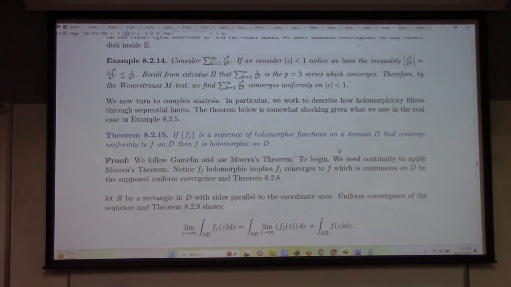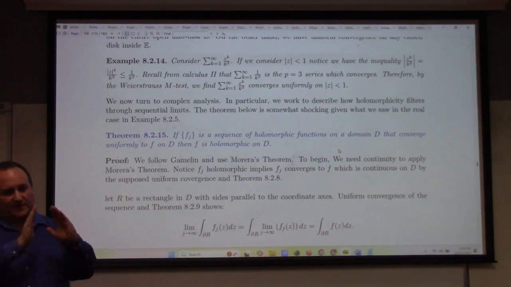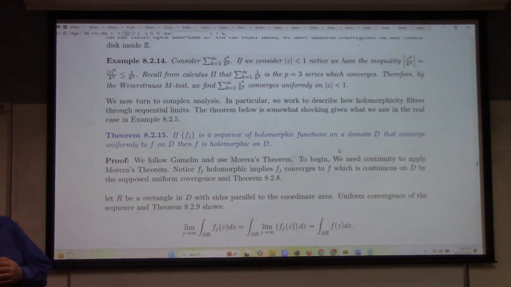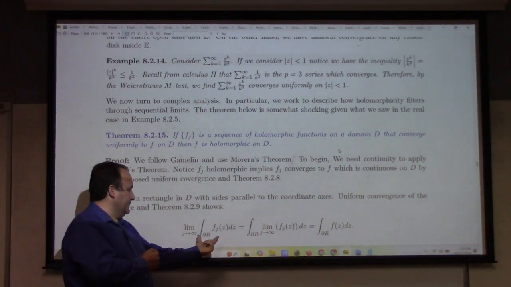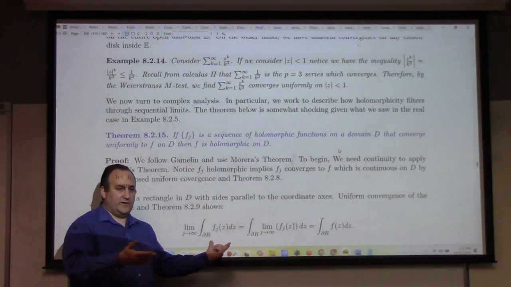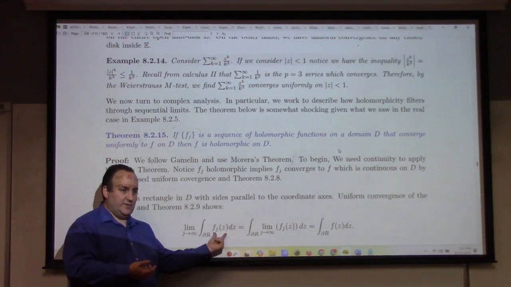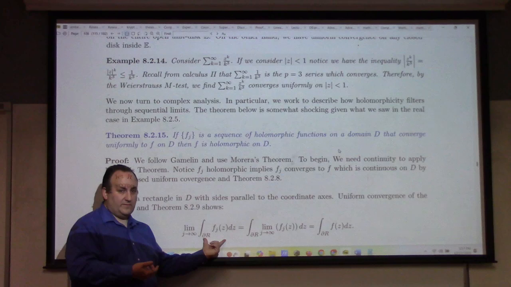Remember, Morera's theorem said that if the integral around an arbitrary closed rectangle, with sides parallel to the coordinate axes, is 0, then that implies holomorphicity of the function in that domain. So we're given that these integrals are 0 because the jth function is holomorphic. So by Morera's theorem, these are 0. Or if you like, don't even use Morera's theorem. By Cauchy's theorem, we have a holomorphic function, and we're integrating around a loop, so it's 0.